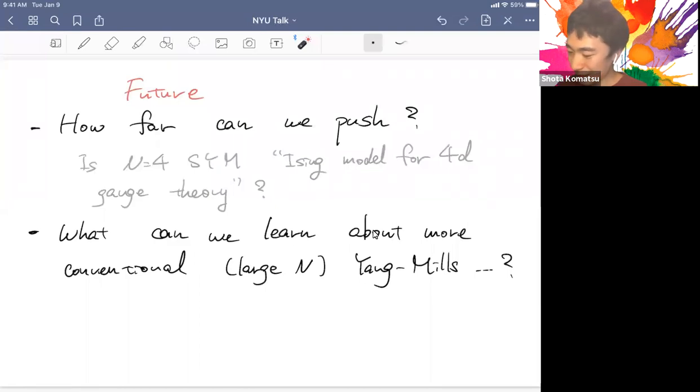Another question one should ask in the future is what can we learn about more conventional large N Yang-Mills theory, rather than this special supersymmetric Yang-Mills theory? There are a lot more questions to be asked, but let me just end here.